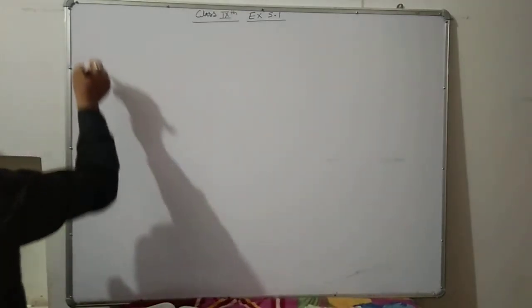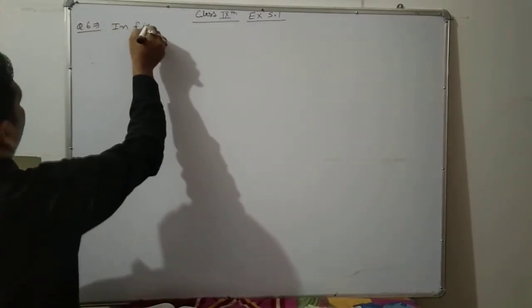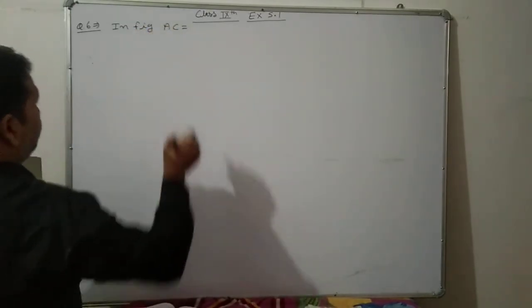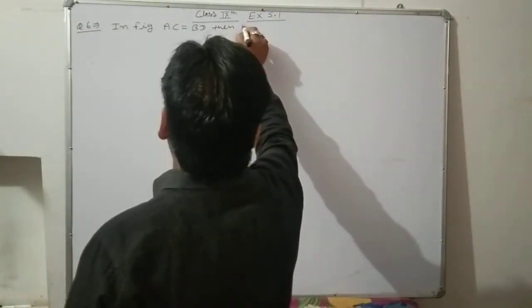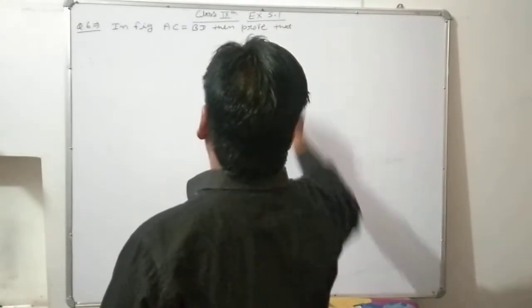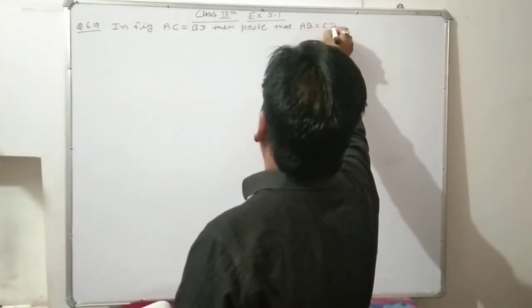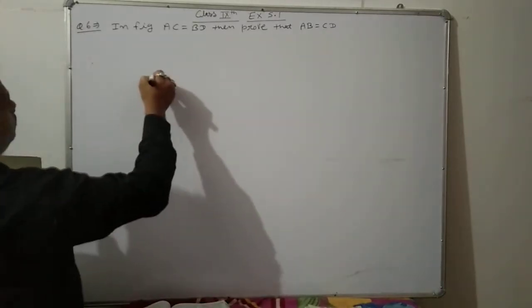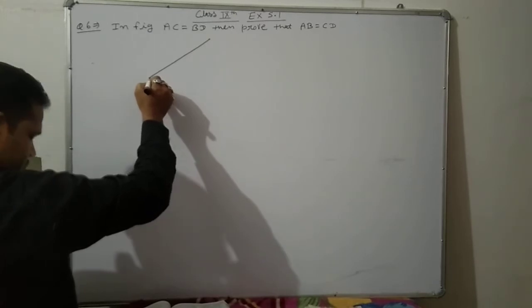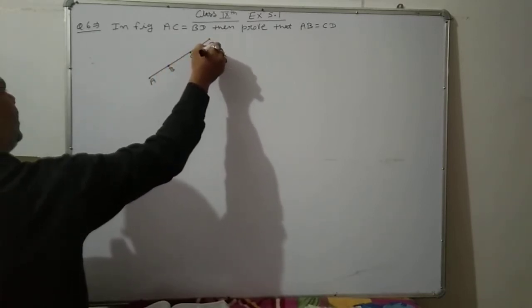Question number 6. In the figure, AC is equal to BD, then prove that AB is equal to CD. This is the figure with points A, B, C, and D.